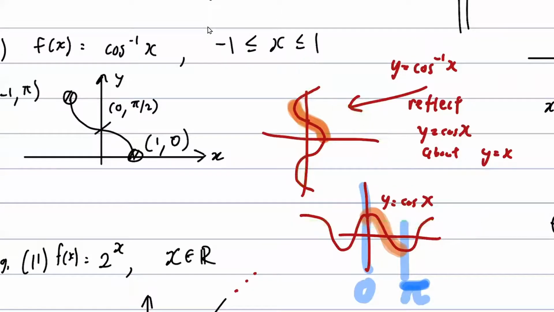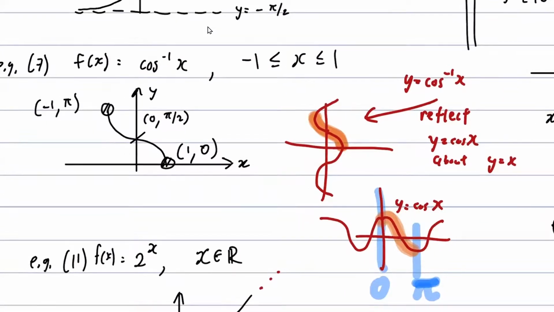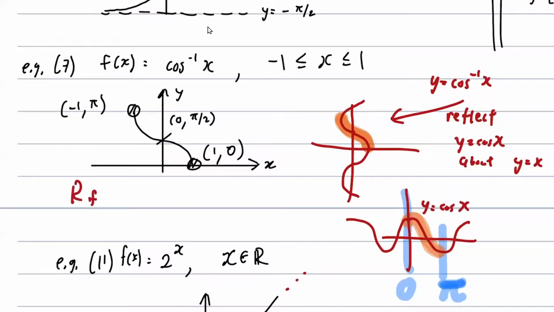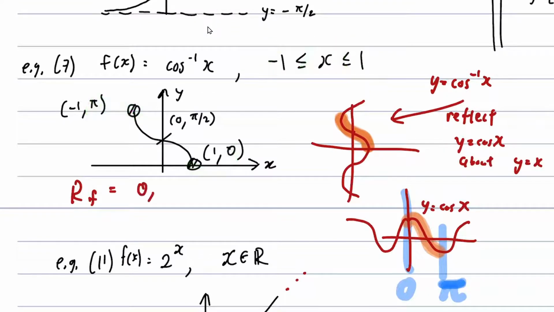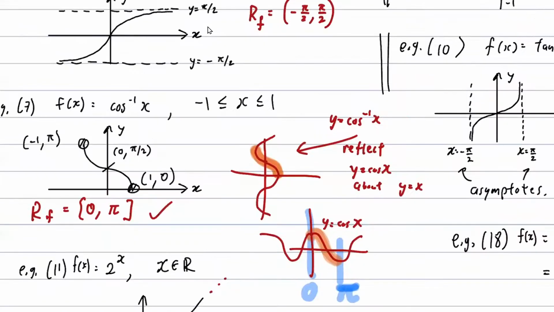Okay. Now we just look at the graph, then tell me what's the range. Include square bracket 0, pi square bracket. Well done. Very good. Finally, look at the correct coordinate. Okay, moving on. Example 8.